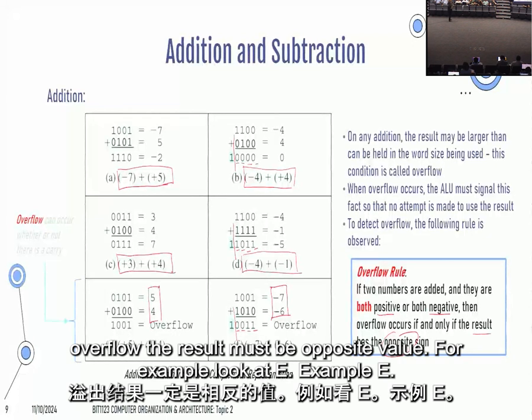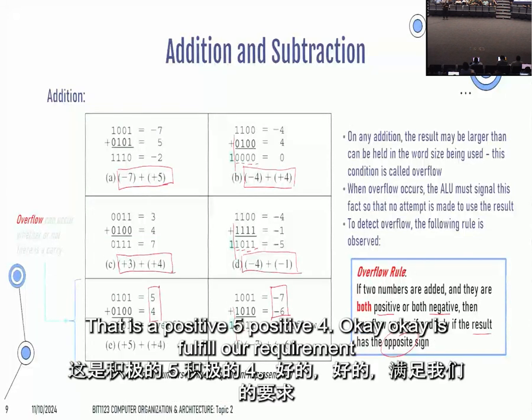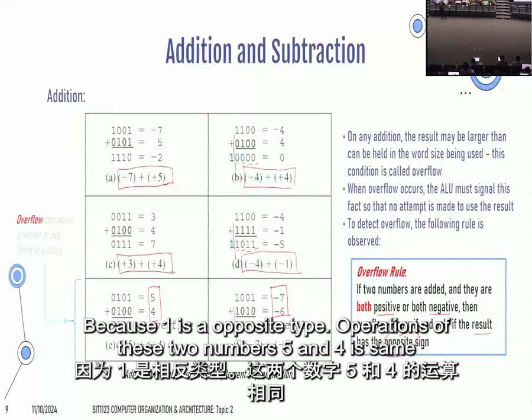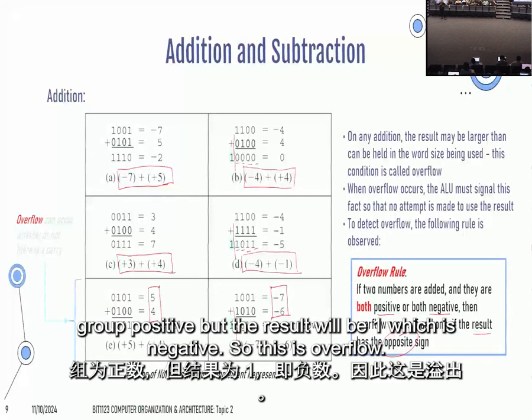For example, look at E. Example E is positive 5, positive 4. Okay, it fulfills our requirement for overflow. Next, see the result on your most significant left bit, 1, overflow. Because 1 is the opposite type. The operation of these two numbers, 5 and 4, is the same group, positive, but the result will be 1, which is negative. So this is overflow.